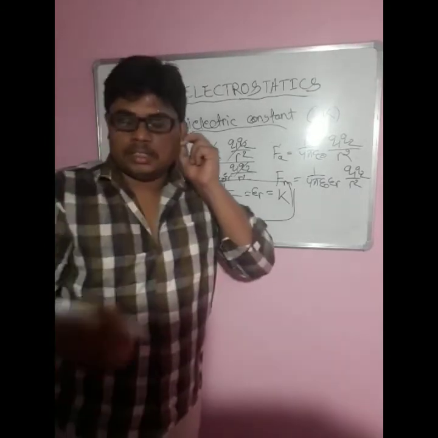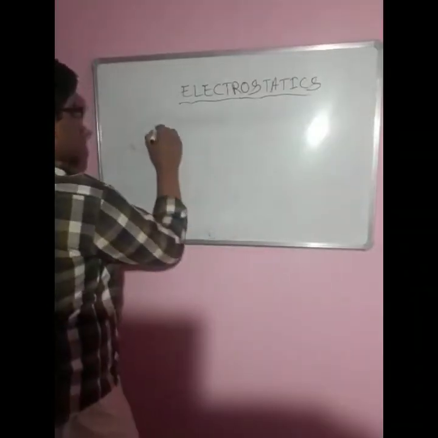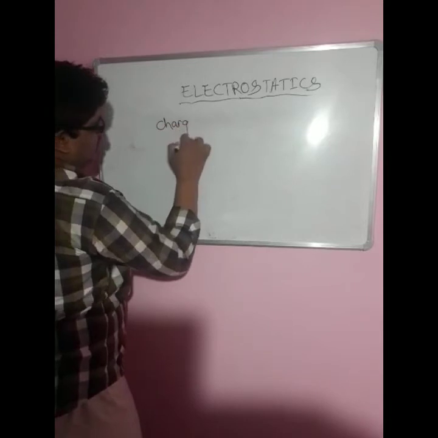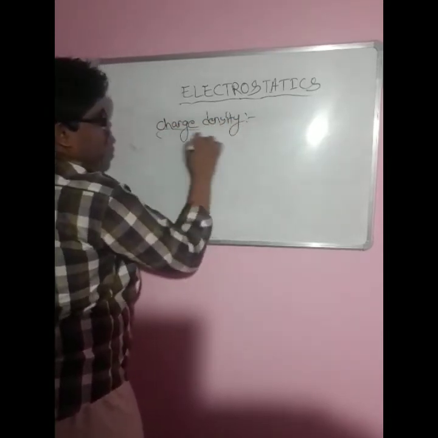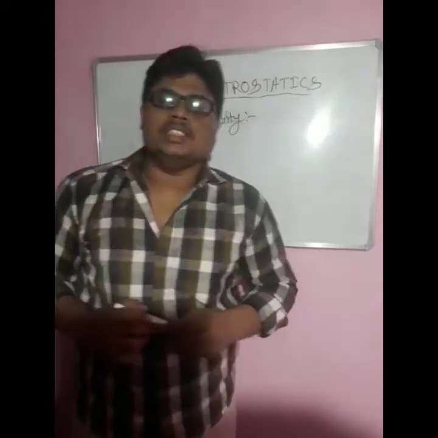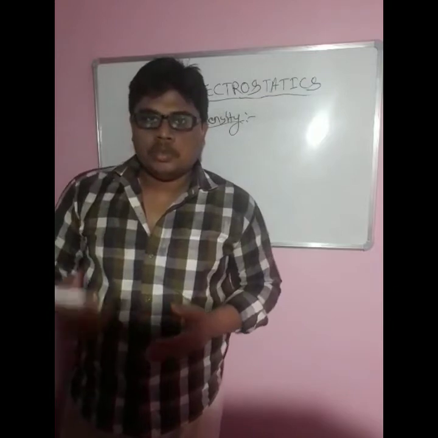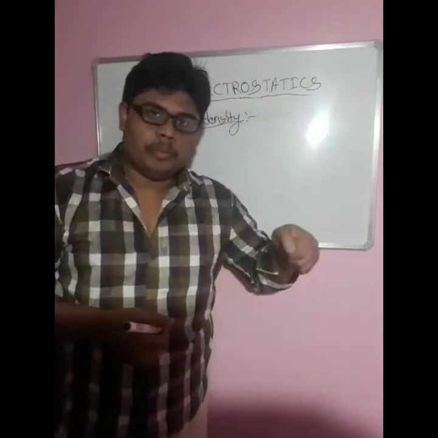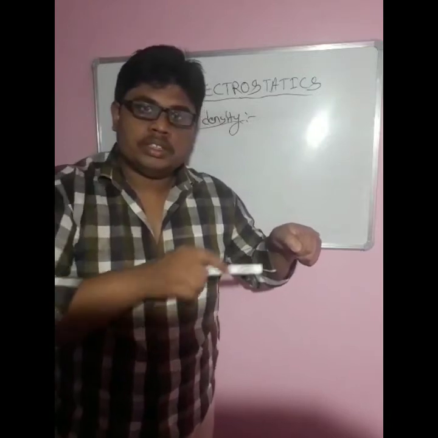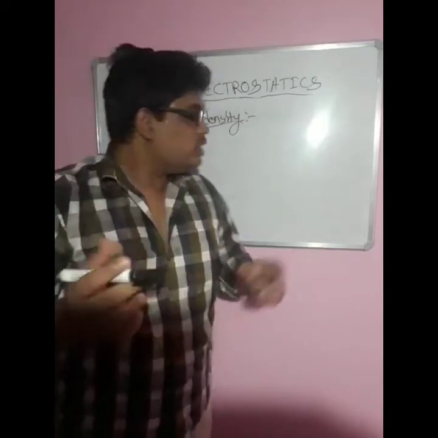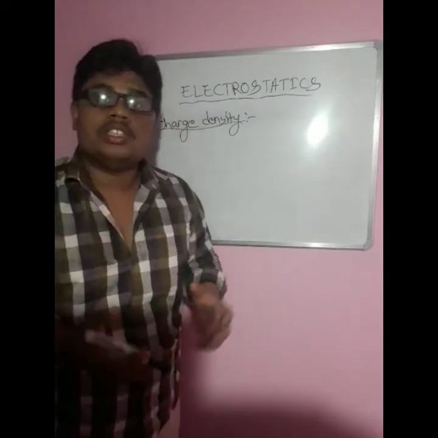Okay. See, there is a problem in the book. Now we discuss what is charge density. Density means what? Mass by volume. A bucket having some water, its volume is the water contained in that bucket. Similarly, the charge contained in a system is called its charge density.